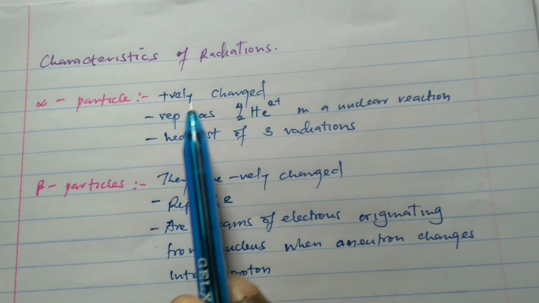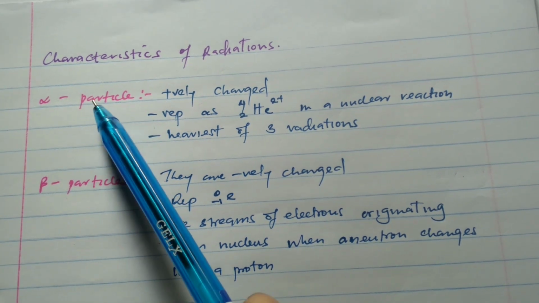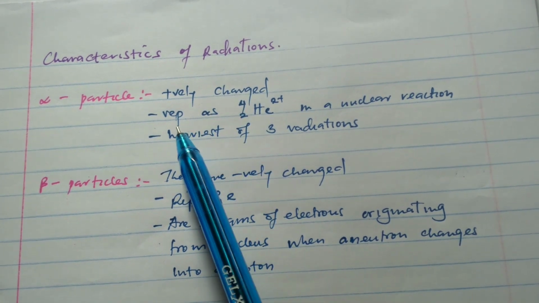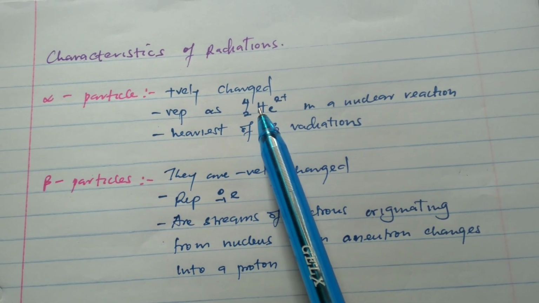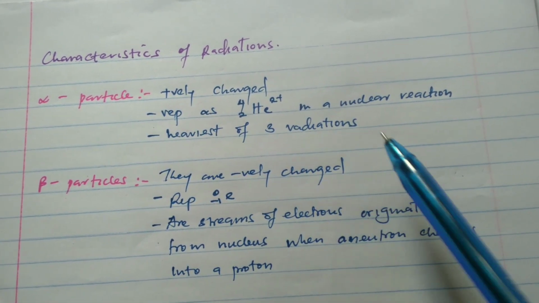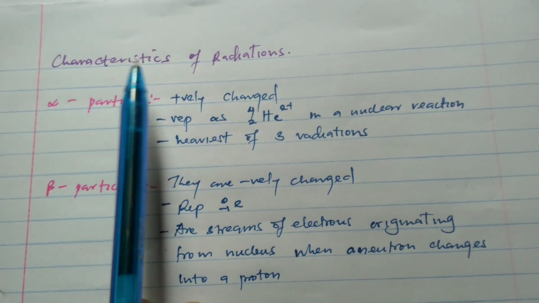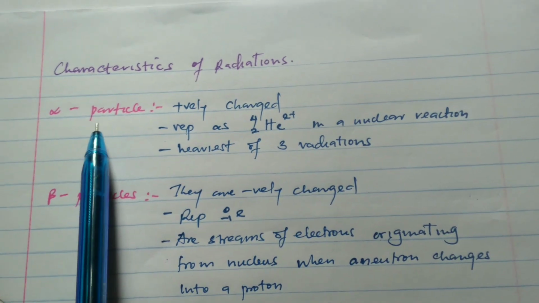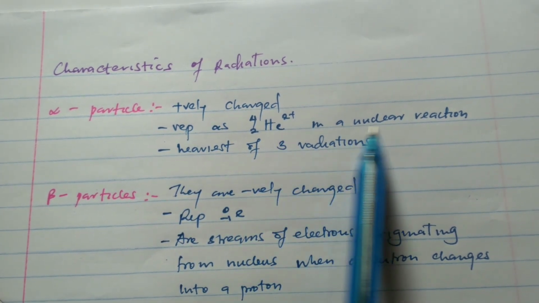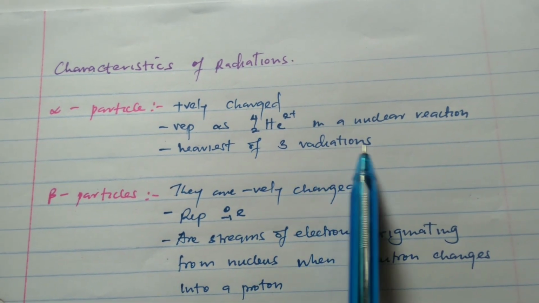So, characteristics of radiation. As we said earlier, we have 3 types of radiation: alpha, beta, and gamma. For alpha, they are positively charged and represented as shown here, helium, in a nuclear reaction. So what are the characteristics of radiation? Number 1 is that they are positively charged and are represented as shown here in a nuclear reaction. And 3 is that they're the heaviest of the 3 radiations.